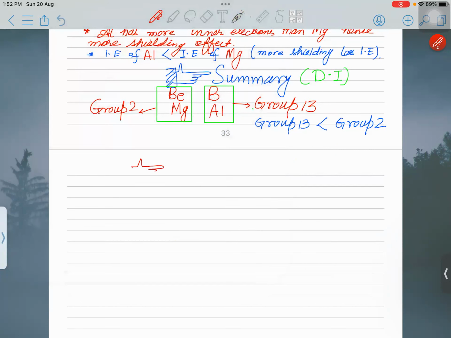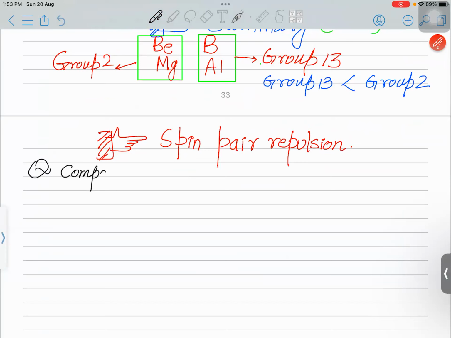Next heading is spin pair repulsion. Now for this question, compare ionization energy of nitrogen and oxygen, NOx. Nitrogen 7, oxygen 8.